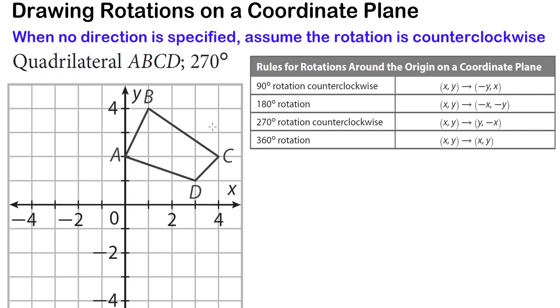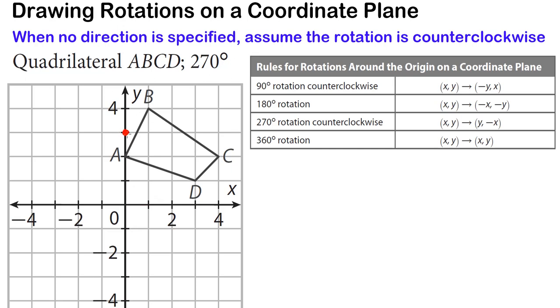In this video, we're going to talk about drawing rotations on a coordinate plane. Now we're going to focus on rotations around the origin, and we're going to look at our rotations in 90-degree increments. Why is that? Well, because a coordinate plane is made up of an x-axis and a y-axis, which are perpendicular to each other, and divide that coordinate plane into 4 quadrants, which are right angles.